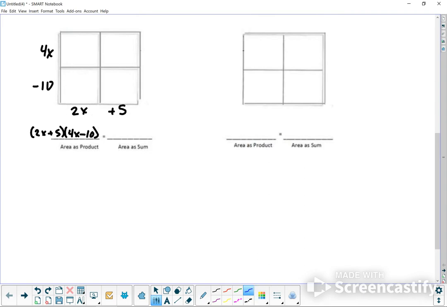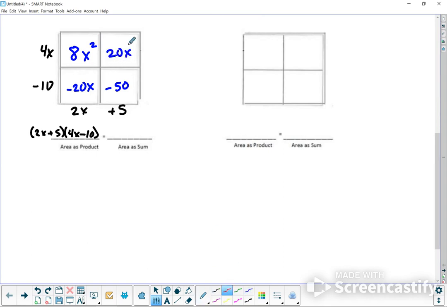So 2x times negative 10 is going to give you negative 20x. This next one, we're going to go negative 5 times positive 10, and it's going to get you negative 50. Next one, you're going to do 4x times 2x, and 4x times 2x is 8x squared. Next one, you're going to go 4x times 5. Going to get you 20x.